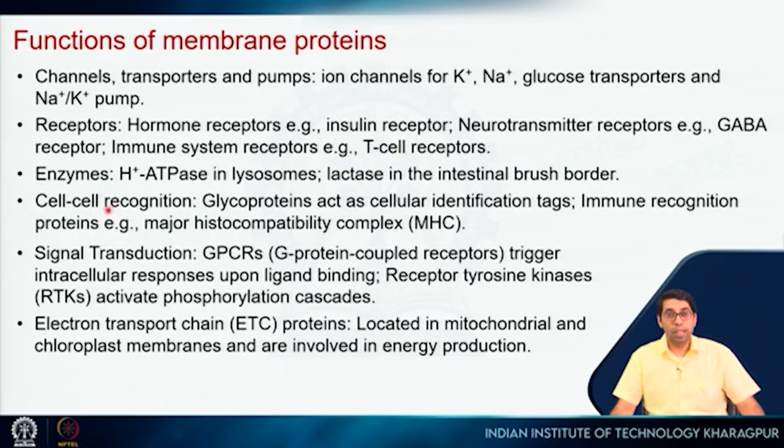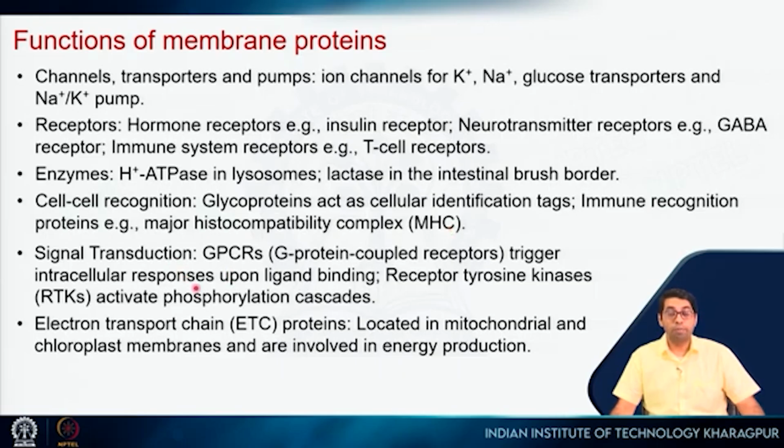There are proteins which help in cell-cell recognition. There is a lot of cell-cell communication that happens. Two cells can talk to each other through membrane proteins. We will see examples of that. We will see one particular example in great detail when we talk about our immune system, and that is the major histocompatibility complex.